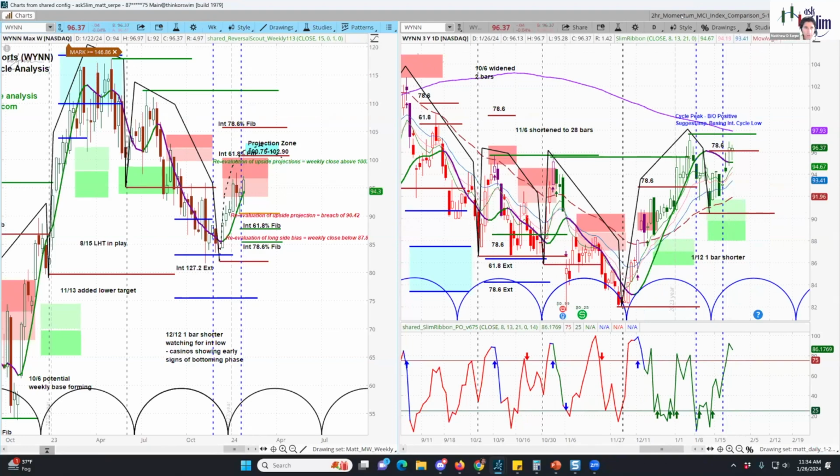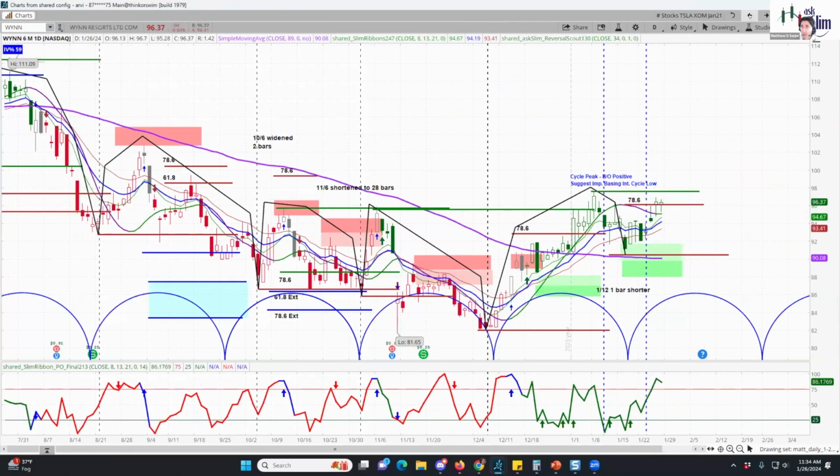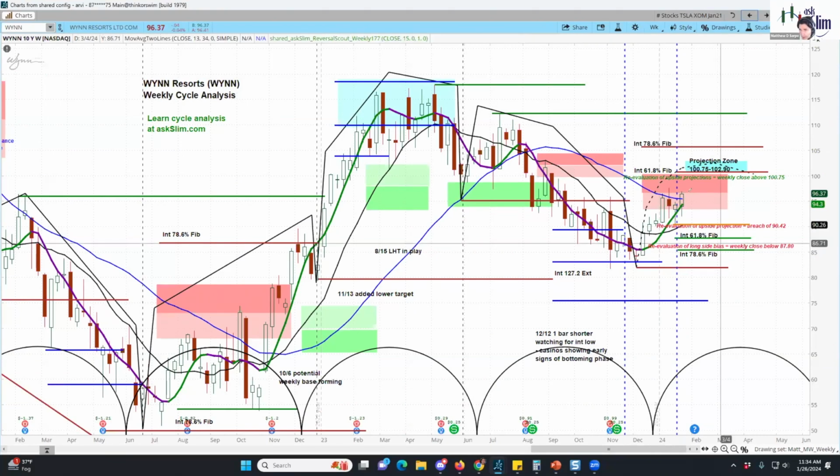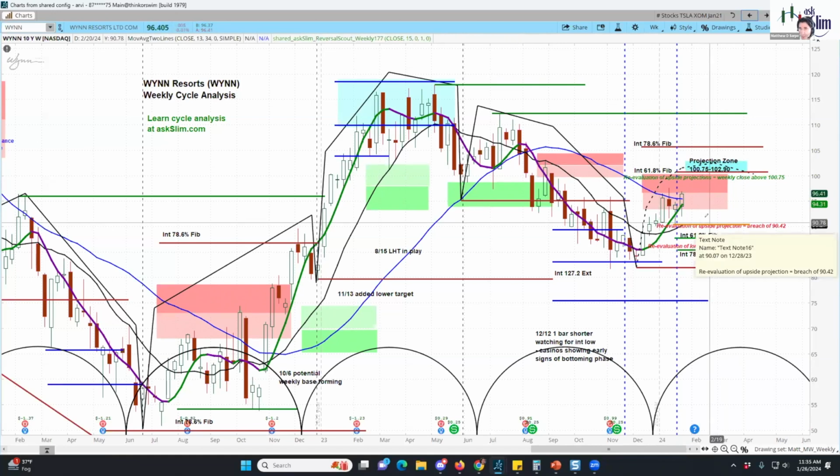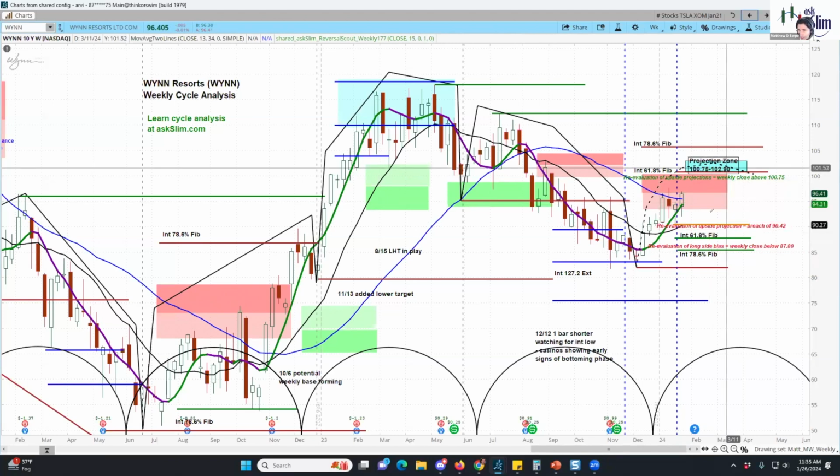All right, so now let's go back and look at our projections on the upside. We're looking at over the next 3 to 8 weeks that we would get up into this projection zone up here, first testing that 61.8 intermediate fib around 100.75 and getting up close to about 103 is what I'm looking for at this point. And if we got a breach of that prior cycle low, that would require reevaluation of this projection zone, but not necessarily eliminate the long side bias until I would see a close below the 61.8.